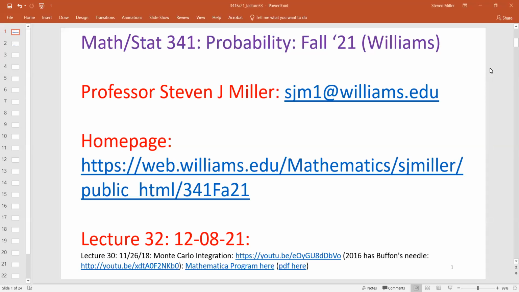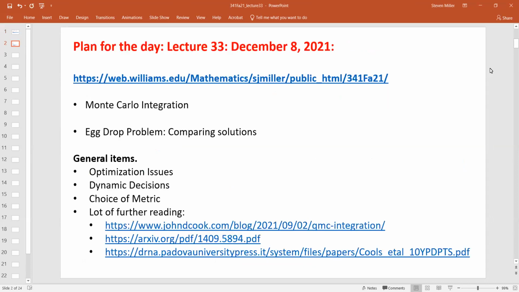All right, so this is Math Stat 341 probability. What I want to do is continue going through the material of the semester by talking about applications. We're going to do two different applications today. The first is Monte Carlo integration. The second is initially not going to look like it has anything to do with probability. It's the Egg Drop problem. It's one of the most enjoyable problems I know of in mathematics.